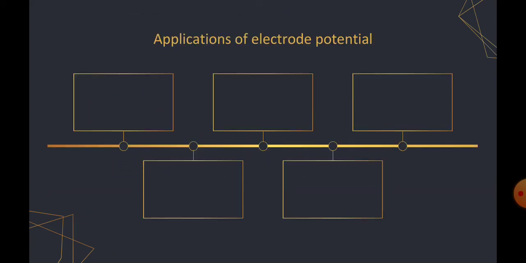Now we see the applications of electrode potential. In applications, the first of them is reaction feasibility. Reaction feasibility means that electrode potential also tells us whether a reaction is possible or not. If the electrode potential value is positive, then the reaction is possible, and if the value of the electrode potential is negative, then the reaction is not possible.